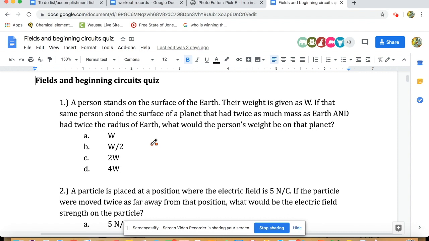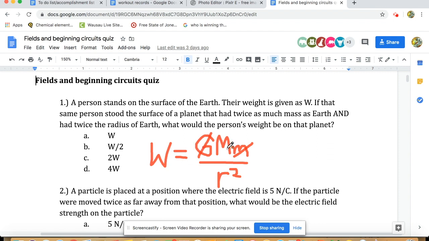Well, if you remember, weight is equal to the force of gravity, which is given by G M m over R squared. Now, a couple of these things don't really matter because G is just a constant, and m is just the mass of the person, that's not changing. So really the person's weight is going to depend on the mass of the object they're standing on and the radius of the object that they're standing on.